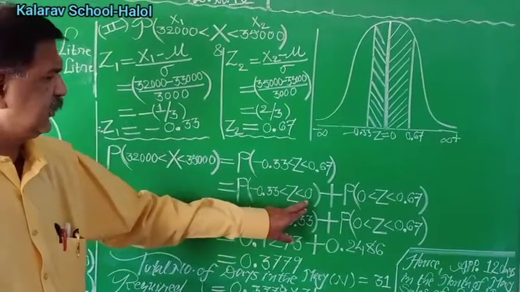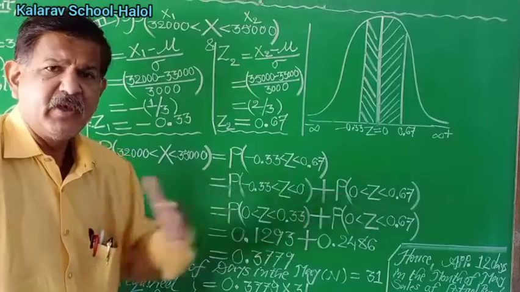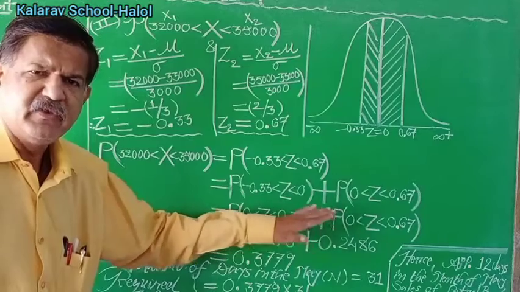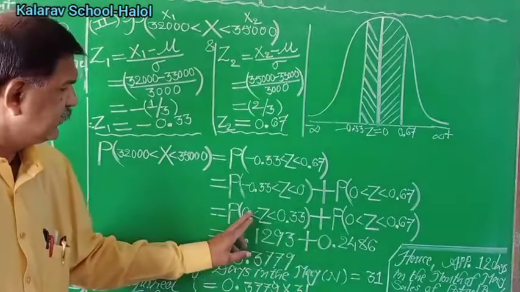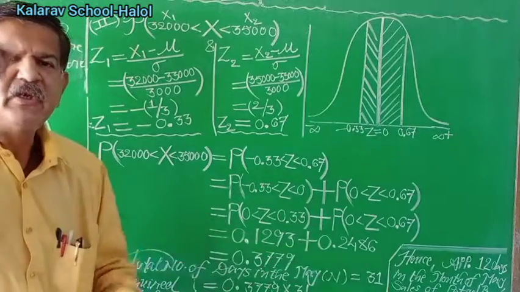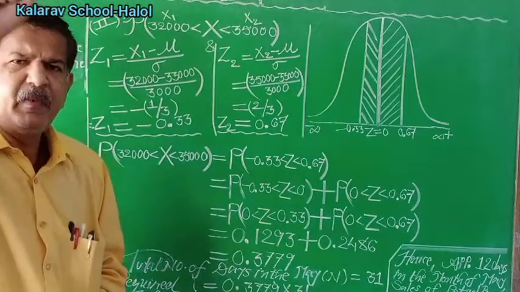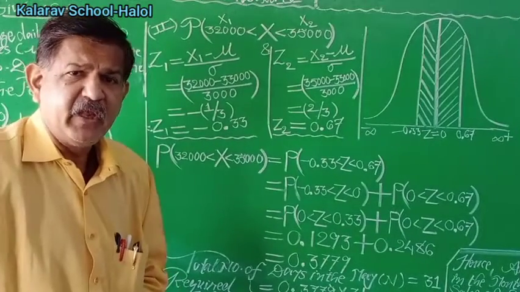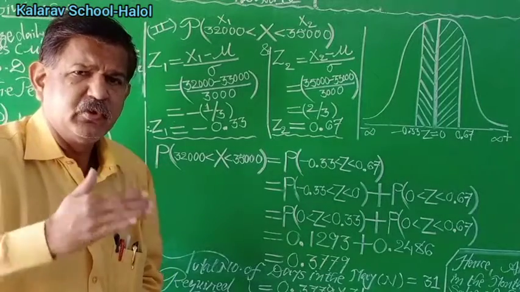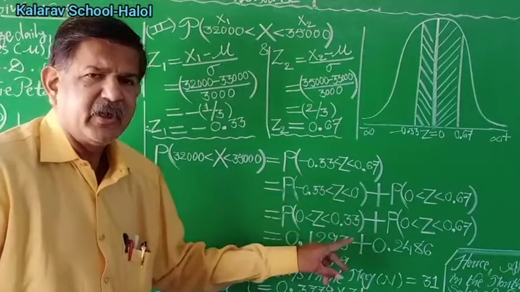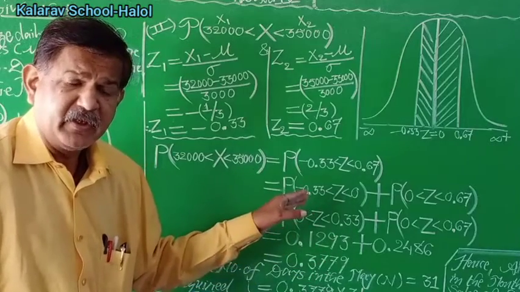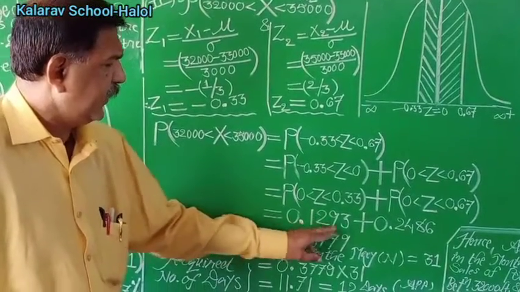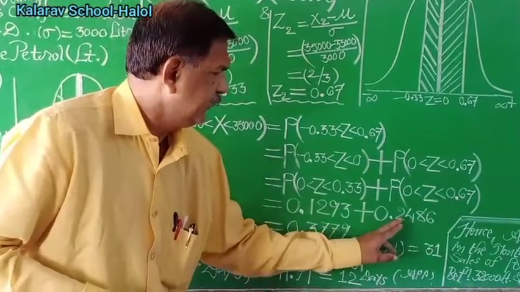Minus 0.33 to 0 and 0 to 0.67. But we know this is same as minus 0.33 to 0, which is equivalent to and same as 0 to 0.33. If you see the table on page number 212, at the top of the table it must be written 0 to z. Therefore we are given the area from right side to 0, and that is why minus sign should be converted into positive. We have seen this part in the lecture number 2. 0.33 table value 0.1293, 0.67 table value 0.2486.